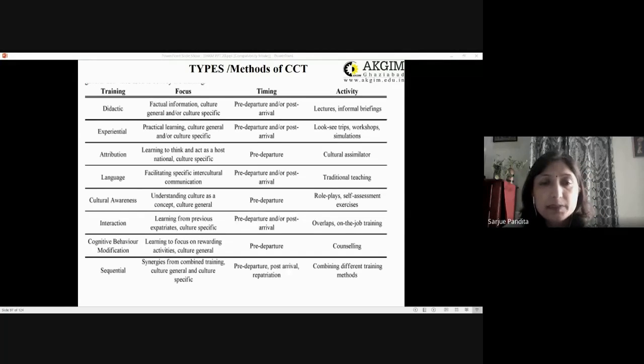Then second is experiential training. Experiential training is conveyed using a number of methods, right? It is not only practical exercises, workshops, or simulations, but they might include concepts such as look-see visits.